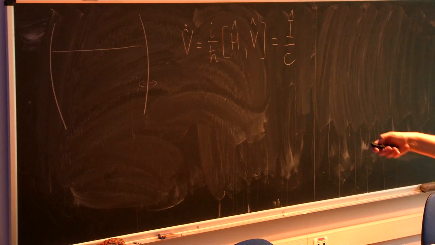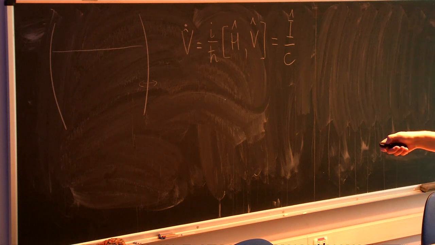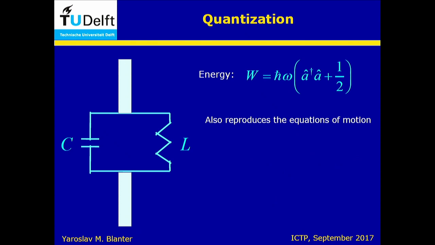Right, so first of all, you get two coefficients here, which are indeed real, which contain H bar, which is fine. One of them contains capacitance, another one contains inductance. You can check, I will not go into it, but you can check that both equations of motion for voltage and current are the same as we expect. And then you can also derive the Hamiltonian, which is not surprisingly just that.